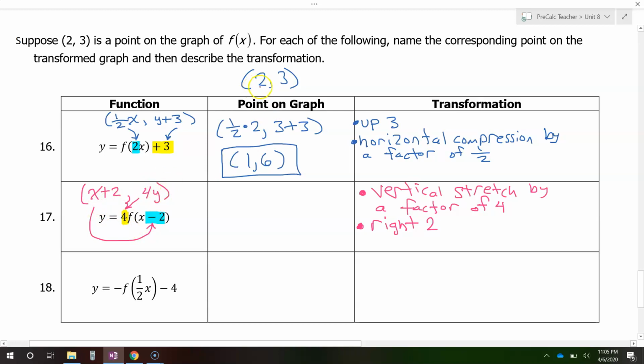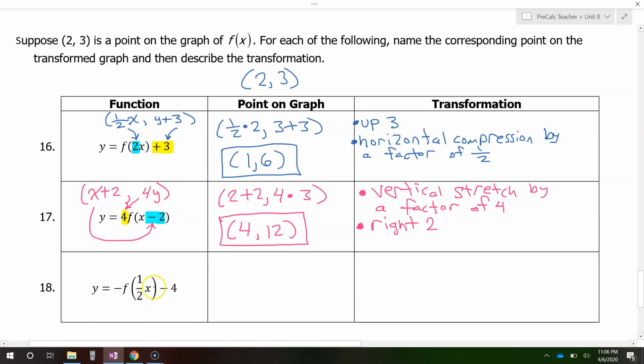Now let's apply that to the point 2, 3. We're going to have x plus 2, so that's going to become 2 plus 2. And I need to do 4 times y, so that's 4 times 3. That's going to give me 4, 12. That would be the new point.